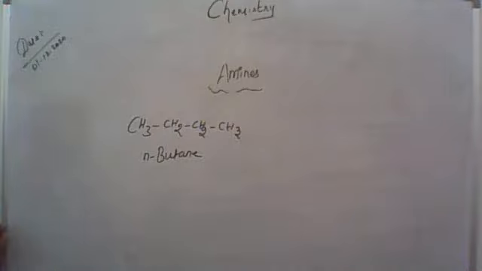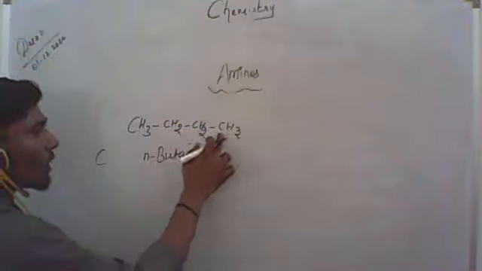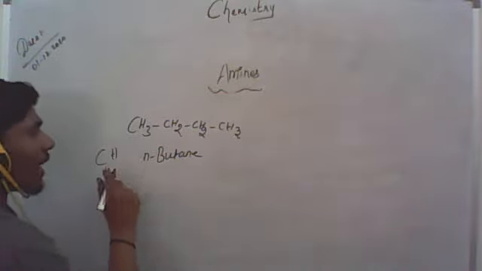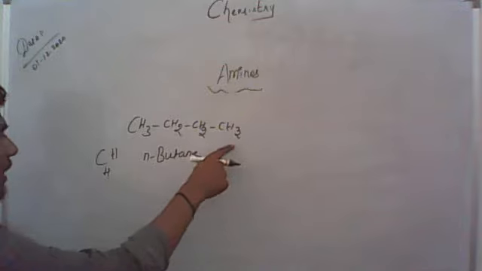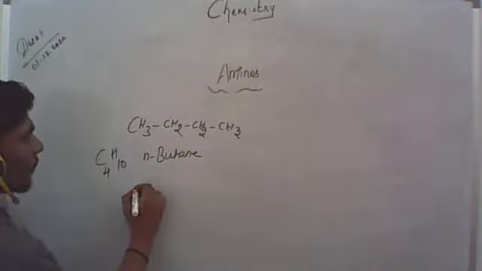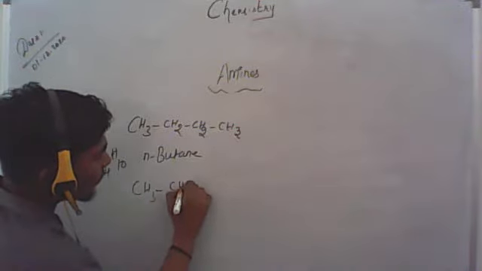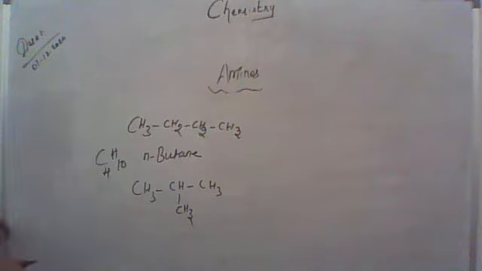What is the molecular formula of the compound? See here, number of carbons 1, 2, 3, 4. 4 carbons. Number of hydrogens 3, 3 plus 2 is 5, 5 plus 2 is 7, 7 plus 3 is 10. Okay, C4H10 is the molecular formula for this compound. Now CH3 CH CH3 CH3.